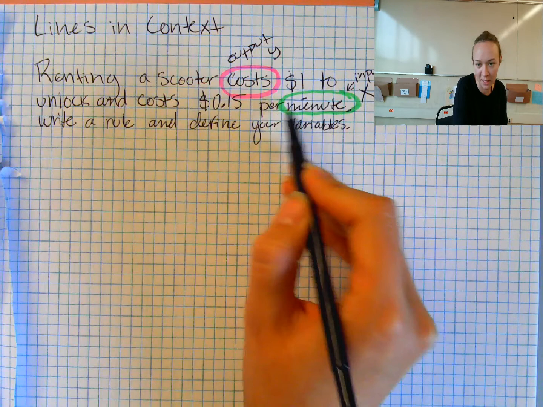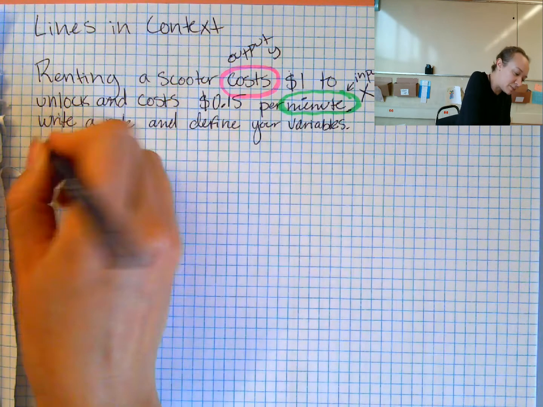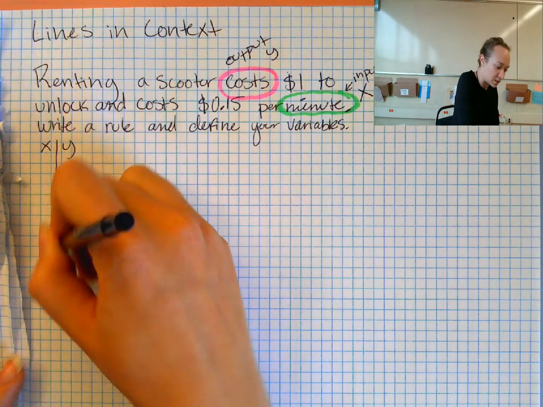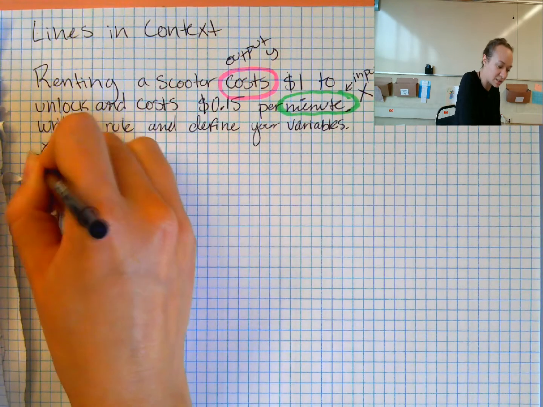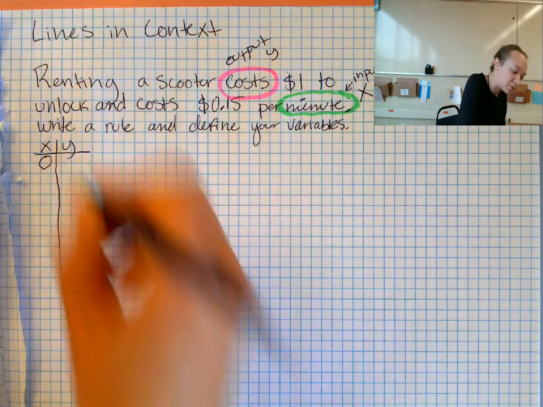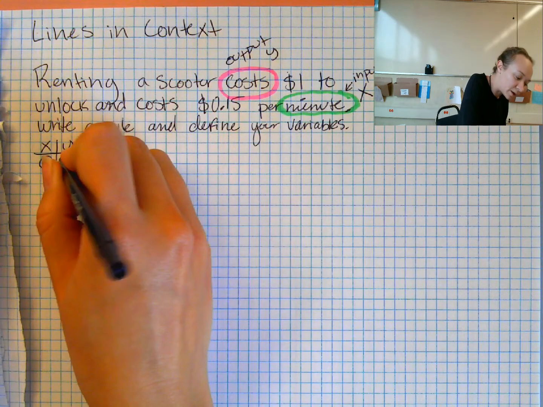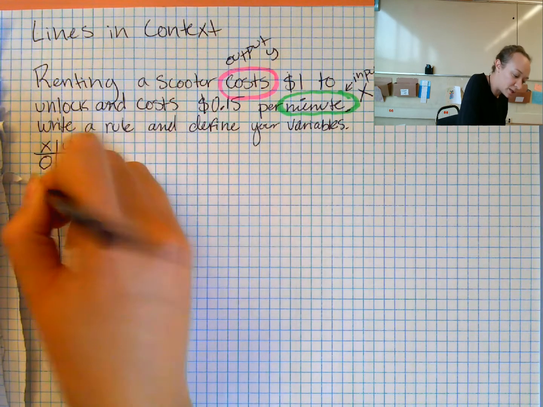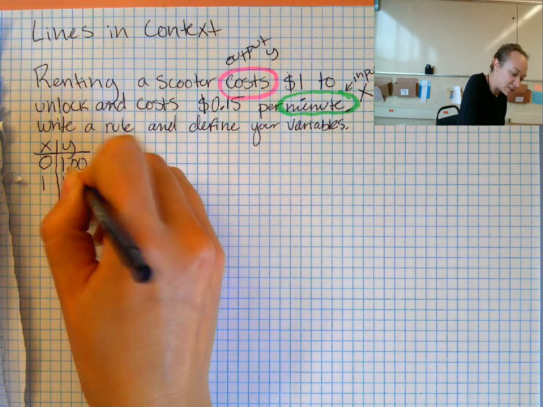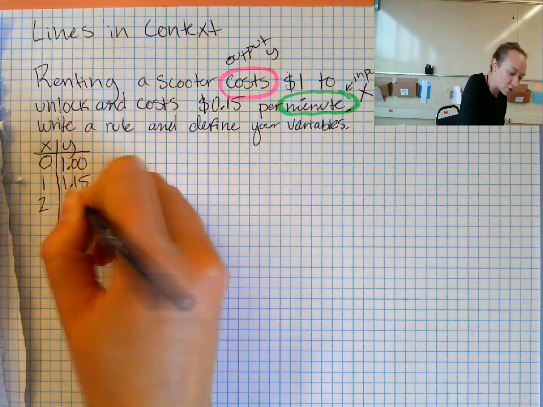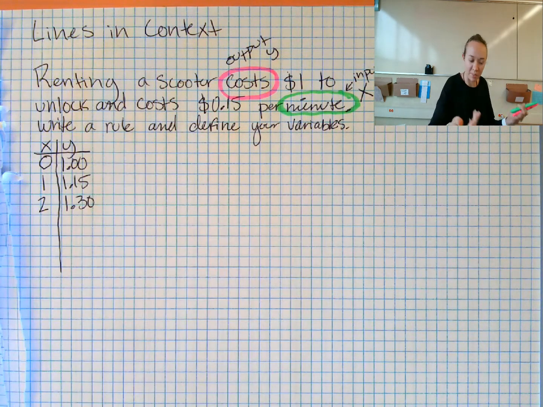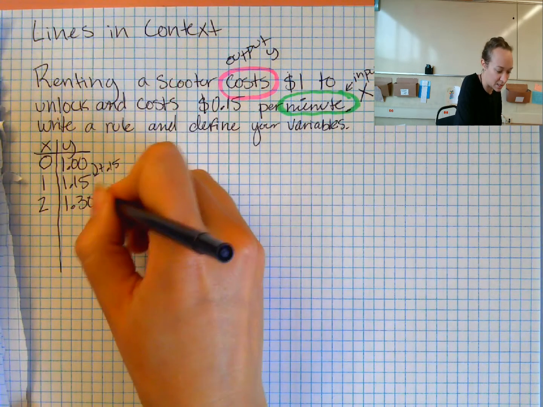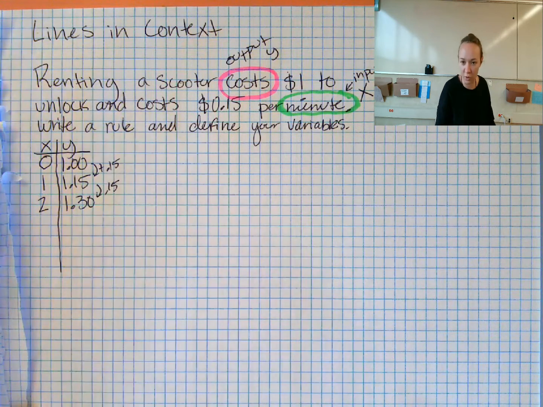And then I know that it costs $1 to unlock, and it's going to cost 15 cents per minute. So I could start by making a table to help me think myself through this. Let's say I spend 0 minutes, but I unlocked the scooter. That would be $1. And then after 1 minute, it'd be $1.15. After 2 minutes, it'd be $1.30. Hopefully that helps us process through what's happening here, right? We're growing by plus 15 cents each time, and our starting value is 1.